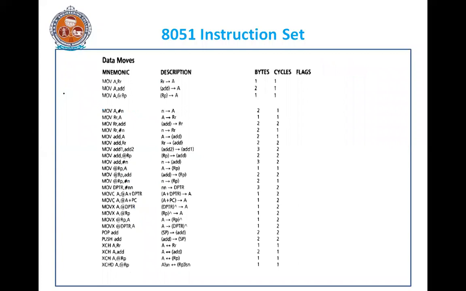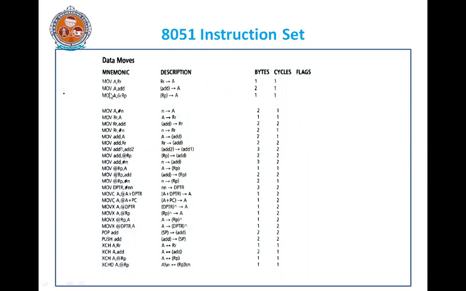In the 8051 instruction set we can perform certain data moves. The mnemonics are given in the table. MOV is the mnemonic used for moving the data. So the first one, MOV A, R1. R1 is a register of 8051, and the data of the R1 register is moved to the accumulator register. This is the operation that is performed with this instruction.